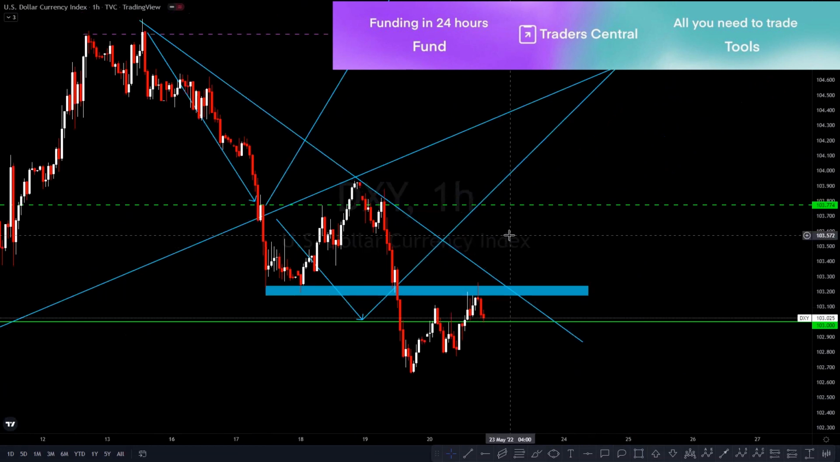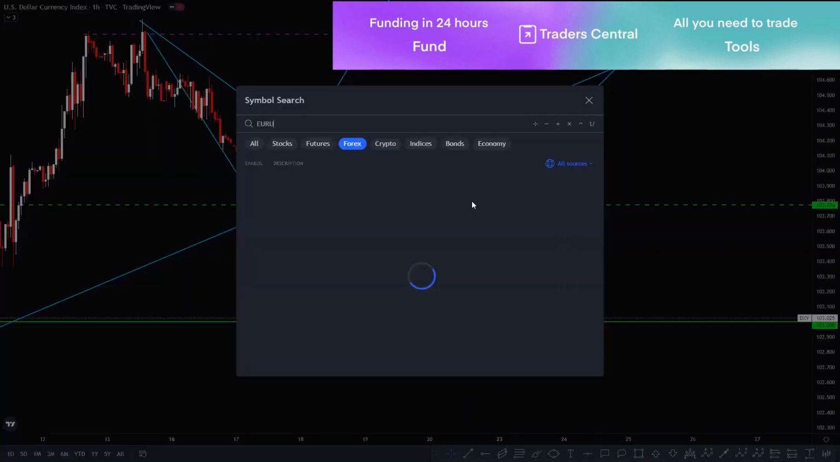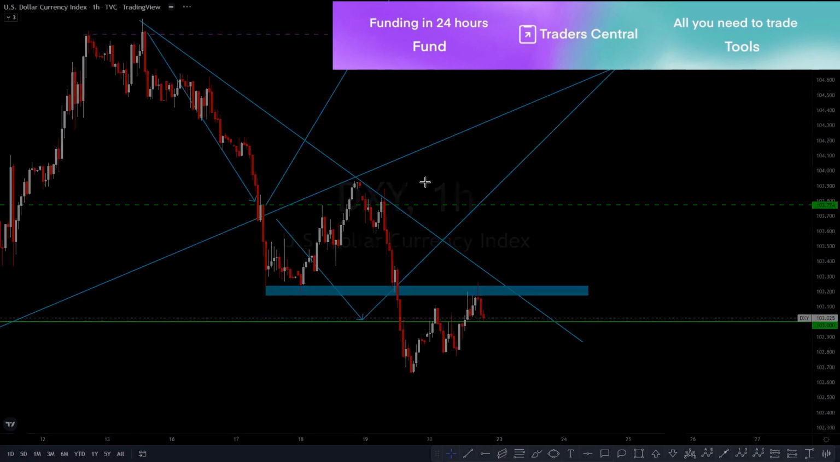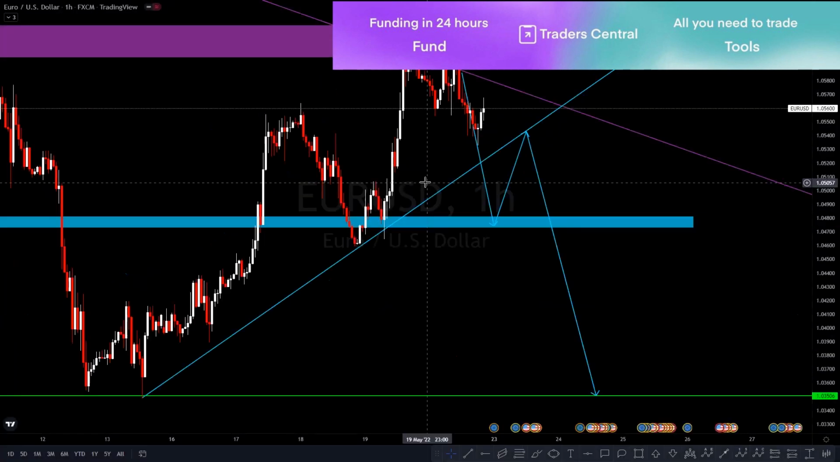And of course, right now I'm seeing that Euro USD is going to go down to the downside, right? So it is very, very important for us to do our analysis this way so we can know what exactly we are expecting from the market next week when it opens, right?